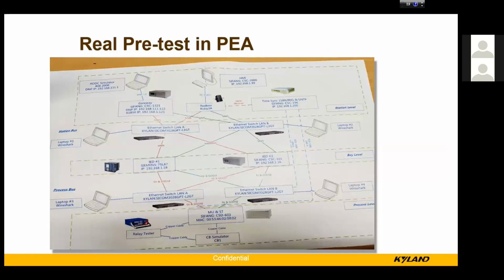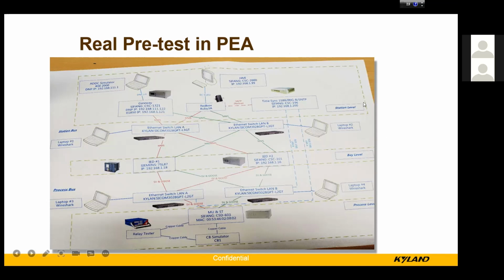Since that is a big project, the customer gathered all the vendors from the IED and the switch together, and they asked us to do the real pre-test in their office. So this is the topology of the real test.